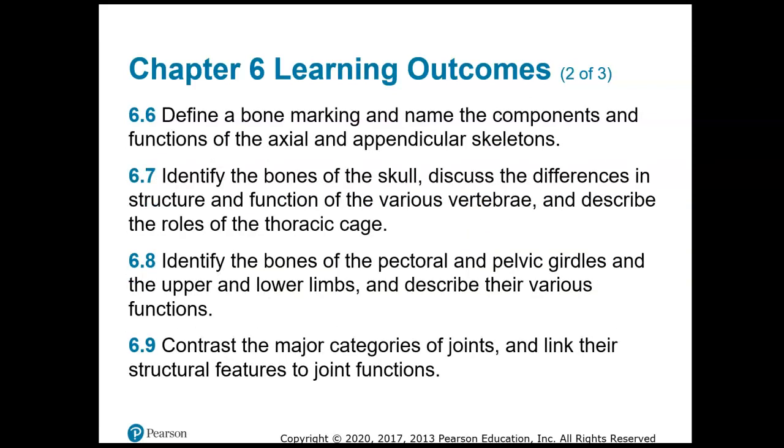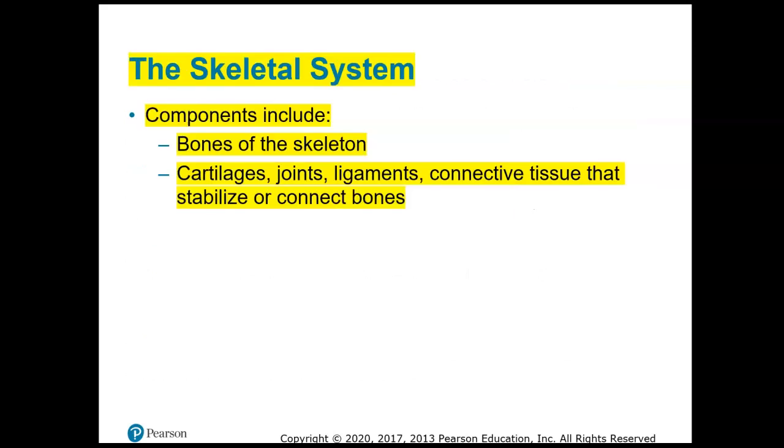So I'm going to skip through the learning outcomes to save a little bit of time. Make sure that you know that the components of the skeletal system are the bones, and we will focus on the bones, but also the cartilages, the joints, ligaments, and connective tissue that stabilize or connect bones, such as tendons. We will focus on bones, and then this chapter also includes joints and joint movement.